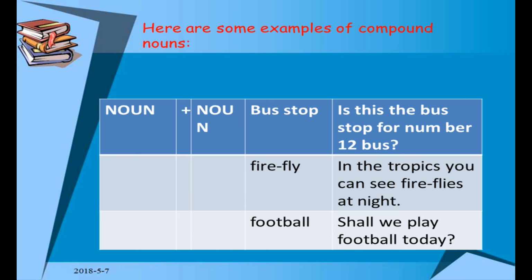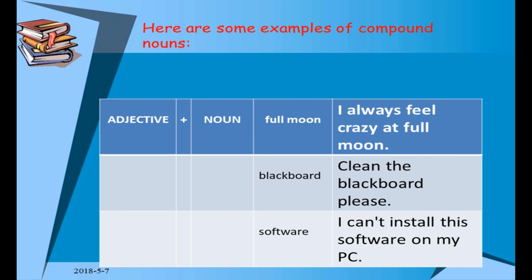Here are some examples of compound nouns. Noun plus noun equals bus stop. Is this the bus stop for number 12 bus? Firefly. In the tropics, you can see fireflies at night. Football. Shall we play football today?